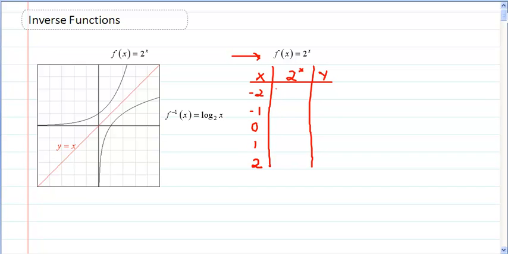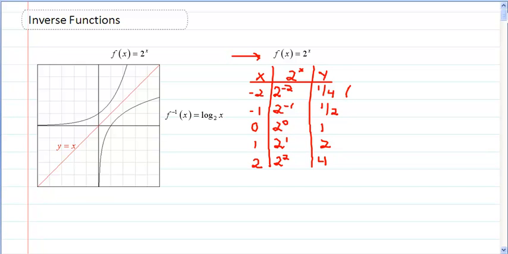And when I take each of these values and substitute them in for x, 2 to the -2 is 1 over 2 squared, which is 1/4. 2 to the -1 is 1 over 2 to the first, which is 1/2. 2 to the 0 is equal to 1. 2 to the first is 2. And 2 squared is 4.